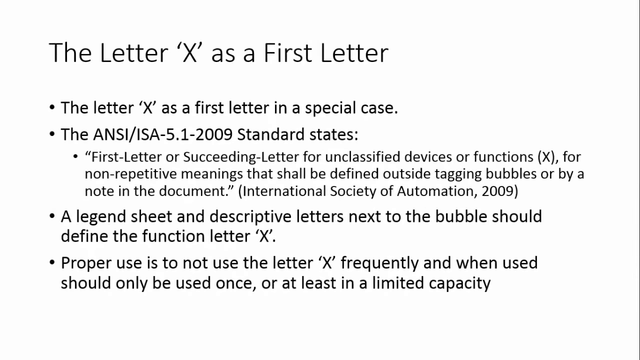If you see an instrument where the letter X is the first letter, this is a special case. The ANSI ISA 5.1 standard states that the first letter or succeeding letter for unclassified devices or functions, using the letter X, is for non-repetitive meanings that shall be defined outside tagging bubbles or by a note in the document. So if you have a special case instrument or function, and there's no real identification listed in the standard, you can use the letter X as part of the identification. It is also recommended that you then put a note on the drawing what that actually represents.